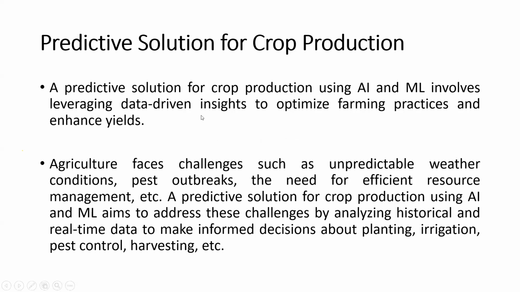So when we made a case for predictive solution for crop production using machine learning and AI, which involves leveraging data-driven insight to optimize farming practices. So if we have an idea of what we may produce, if we do this, then we can be able to change the parameters. Maybe the planting time, is it going to be rainy, the pest control.